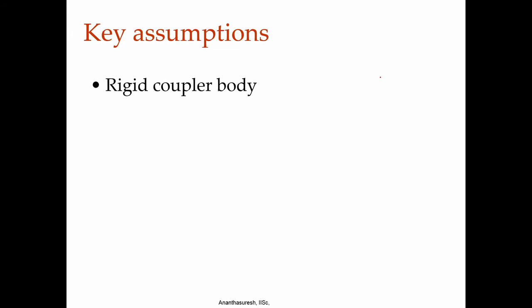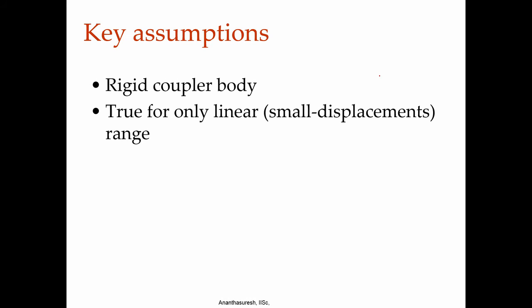The coupler body is assumed to be rigid, you have to make it much stiffer than the compliant segments here, and it is true only for linear, that means small displacements range, not for large. Instantaneously it applies, it works, that is why it is called instant center method, and it is a good way to generate initial guesses for optimization methods, or for that matter pseudo rigid body model based methods also.